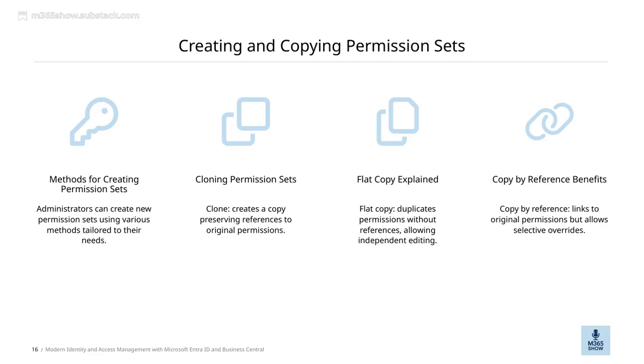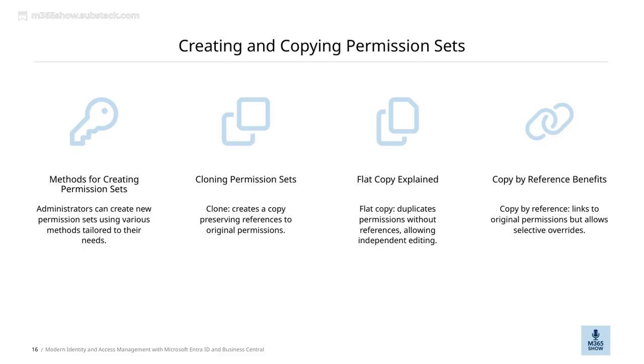Now, let's move on to creating and copying permission sets within Microsoft Entra ID and Business Central. One key concept here is copying by reference. This method links your new permission set to the original, meaning any updates to the original permissions are reflected in the copy. It also allows you to make selective overrides if needed, giving you flexibility while maintaining a connection to the source.